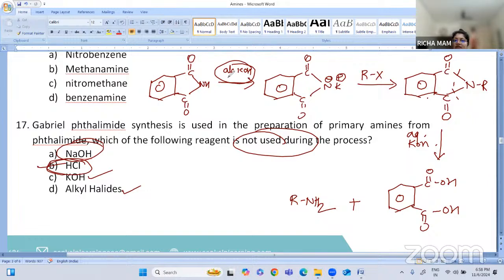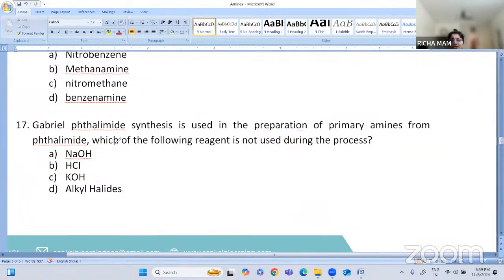So if you are using alcoholic KOH, here we are going to use aqueous KOH. If you are using alcoholic NaOH, I'm going to use aqueous NaOH. Any of these is used. So NaOH is used, KOH is used, alkyl halides are also used, but HCl is never used. So option number B is the correct answer. Let us go for the next one.